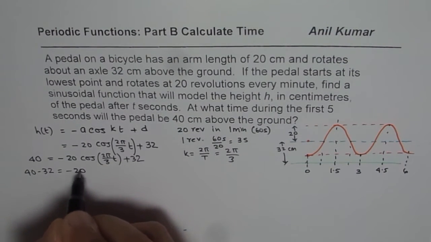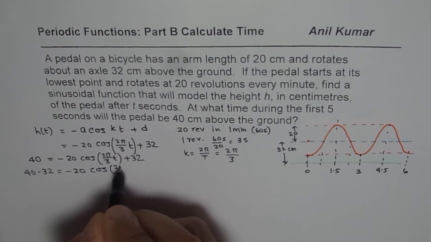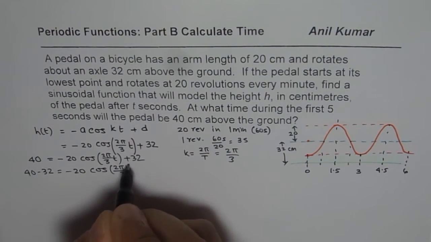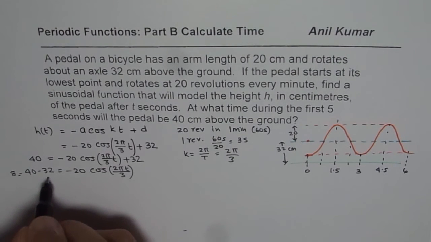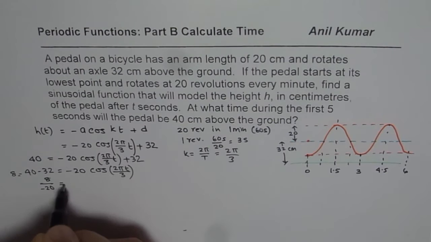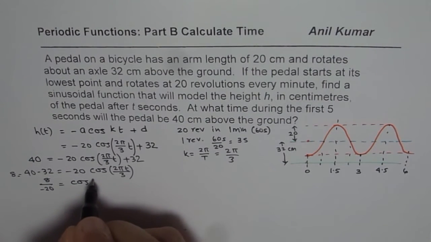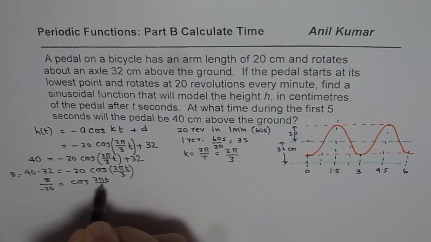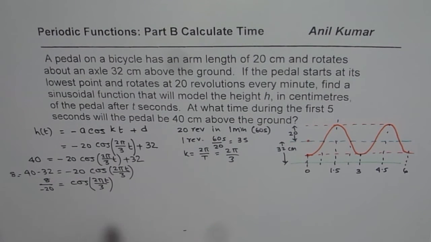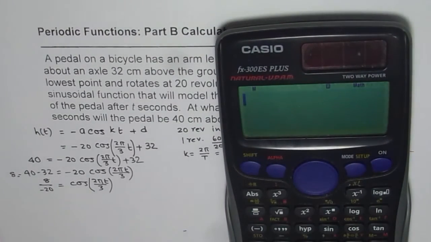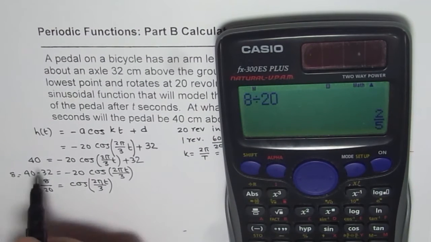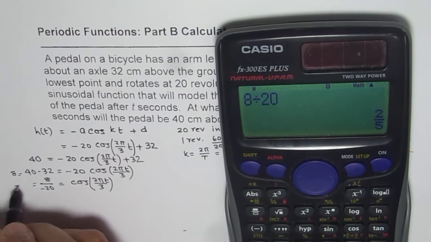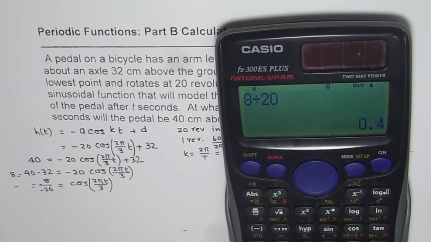So we have minus 20 cos of 2 pi t over 3. So that is 8, right? This is 8. So let's divide 8 by minus 20, which is cos of 2 pi t over 3. So that is a negative number. So we'll do 8 divided by 20, 2 over 5 negative. So it is negative 2 over 5. You could write it in decimals: 0.4.